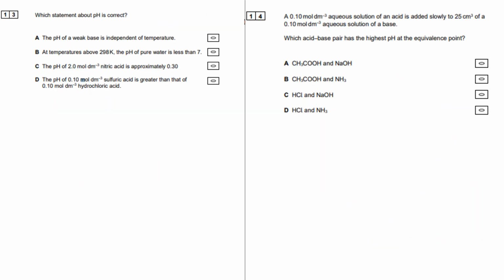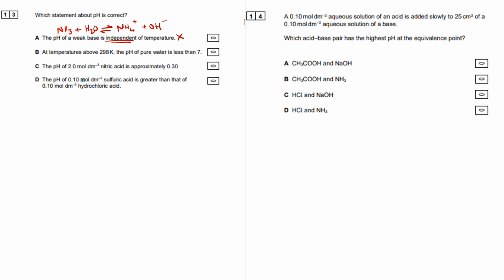On to question 13. Which statement about pH is correct? So the pH of a weak base is independent of temperature. Just like with weak acids, your weak base pH is determined by the level of dissociation. So for example, ammonia is a weak base and it exists in an equilibrium as seen here. Because it's an equilibrium reaction, it is not independent of temperature. You change the temperature, you change how much dissociation occurs. So that is an incorrect statement.